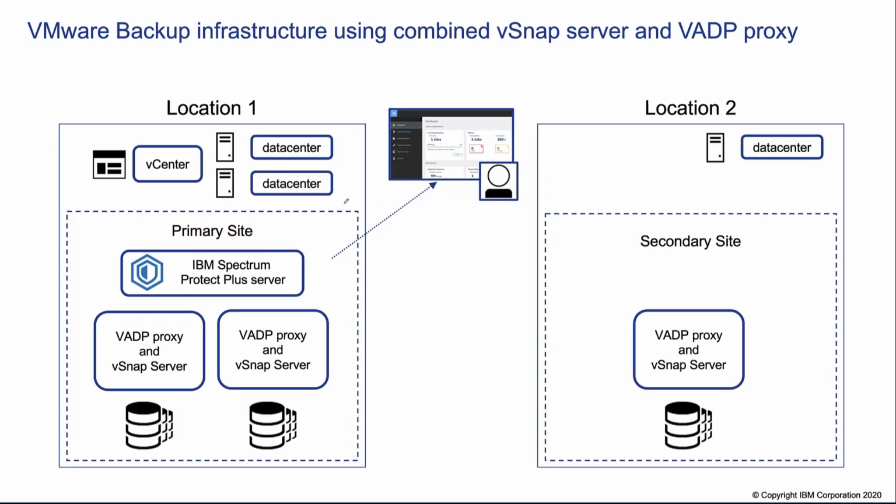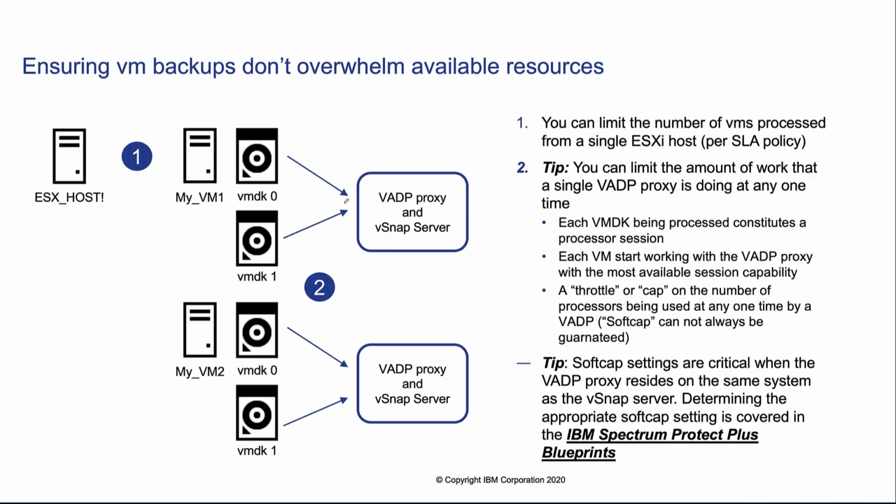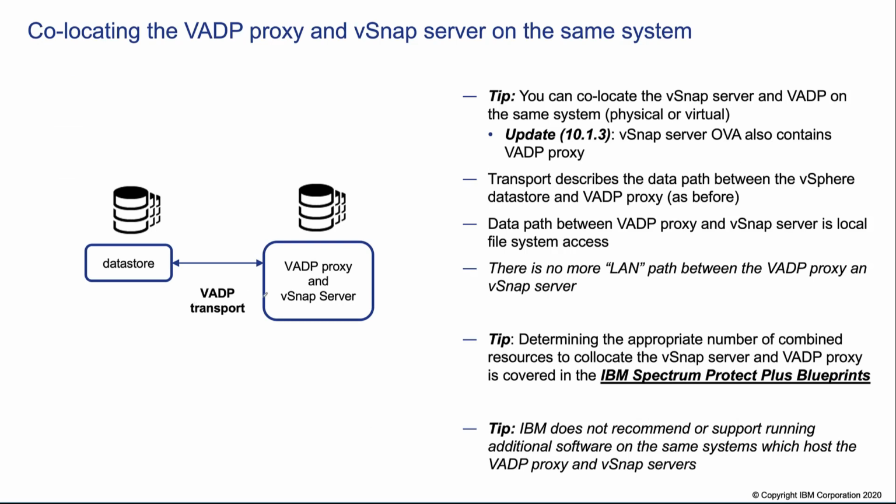Now, as I said, we can combine the VADP proxy on the vSnap server, and the advantage is that you still have the transport, you still have to pull the data from the data store through SAN, hot add, NBD, SSL. But since the VADP proxy is on the same machine as the vSnap server, you've eliminated that LAN hop. There's no more LAN path. This is now writing to a local file system. Again, you're getting some performance benefits out of eliminating an NFS mount.